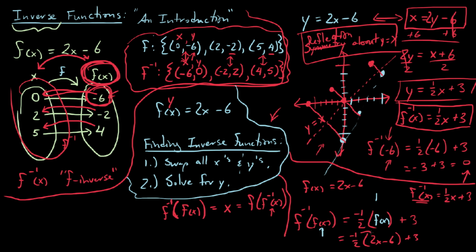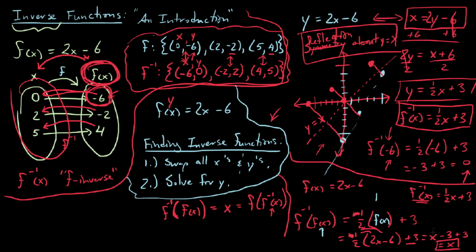Now distributing our half, a half times 2x becomes positive x. Sorry, the half is not negative, it is positive. A half times 2x would simply be x. Distributing the half to our negative 6, we get minus 3. And then, of course, we have this plus 3 on the end. So x minus 3 plus 3 turns out to be just x.